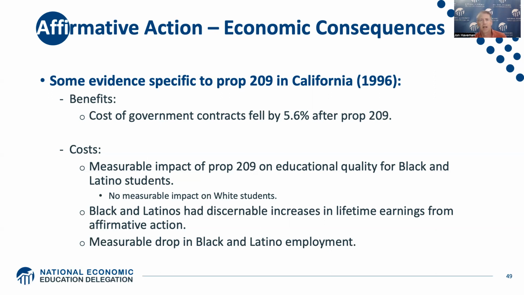What the research has found, right, is that there was a discernible increase in lifetime earnings for Black and Latino students because of affirmative action. And in the wake of 2009, there's a measurable drop in Black and Latino employment in the state, right? So this is evidence, significant evidence, that affirmative action works. Right? But it comes at a cost. And what society has to do is figure out the balance between those costs and benefits.